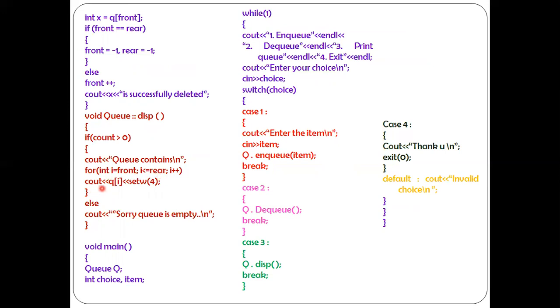Yes, it is true. True means cout stream insertion Q of i. Q of i means Q of 0. What exactly is stored in Q of 0? 10. It is going to display "Q contains" in the first line, and in the next line, 10. Again, how many blank spaces? setw of 4, which leaves 4 horizontal blank spaces.